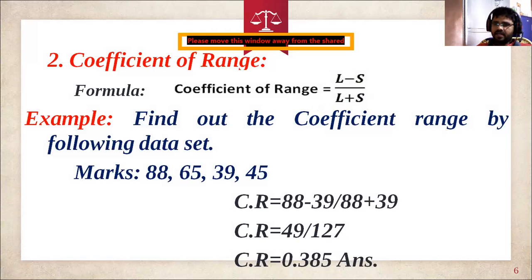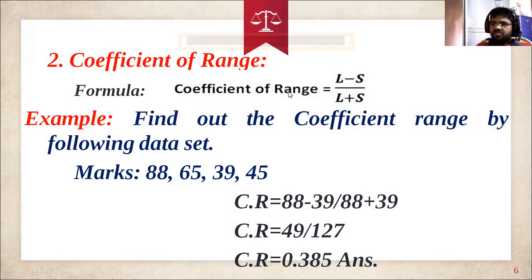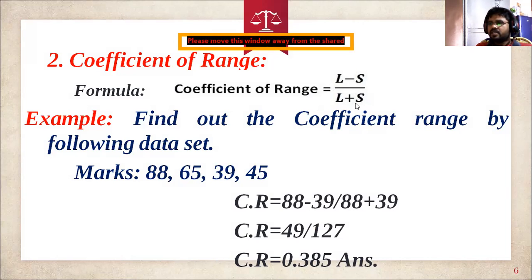Then in relative dispersion, we have the coefficient of range also. What is meant by coefficient of range? What is the formula of coefficient of range? When somebody asks you to find the coefficient of range for the following data set, the formula is simple: coefficient of range is L minus S divided by L plus S. L is the largest value and S the smallest value: largest value minus smallest value divided by largest value plus smallest value.